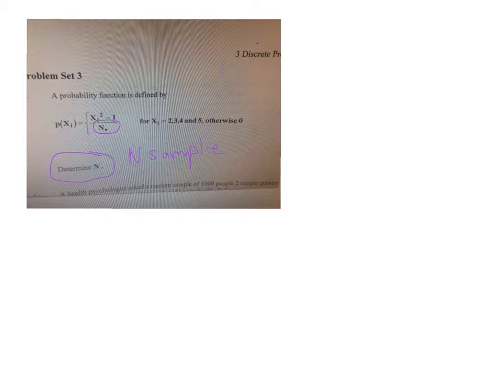And they're defining it for x equal to 2, 3, 4, and 5. Okay? So what they're saying is that we only have 4 values that we're going to consider for this probability function, and that makes n equal to 4. It's as simple as that. Otherwise, the probability is equal to 0. So all 100% probability will be included for all 4 of those x values. So n is just equal to 4 there.